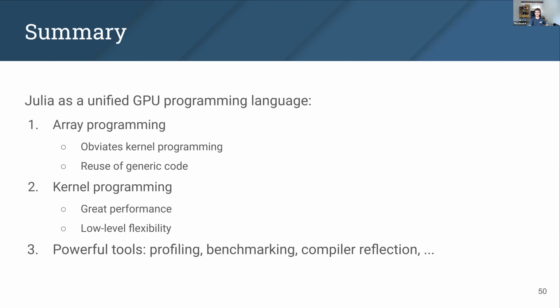Maybe in summary, Julia is a great programming language for working across all the levels of a GPU application. On the one hand, you can work with arrays, which is much easier because you don't need to write your own kernels. At the same time, it also makes it possible to write generic code that executes both on the CPU and on the GPU. However, if necessary, you can always use CUDA.jl to write your own kernels with the same performance as well as flexibility that CUDA C has to offer.